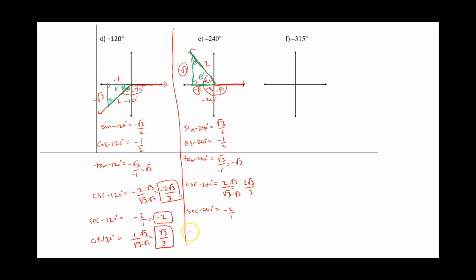And the cotangent of negative 240, if I flip radical 3 over negative 1, this gives me negative 1 over radical 3. I rationalize that, so I multiply both the numerator and denominator by radical 3, and this gives me negative radical 3 over 3. Now this one we will do in class.